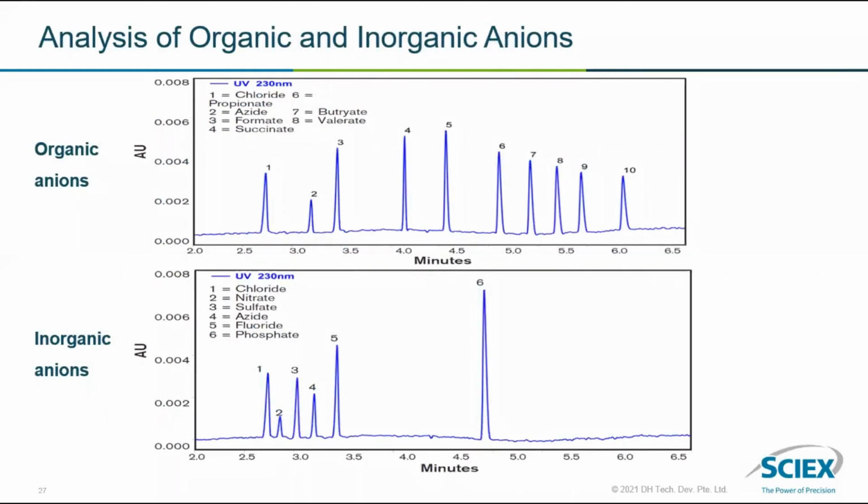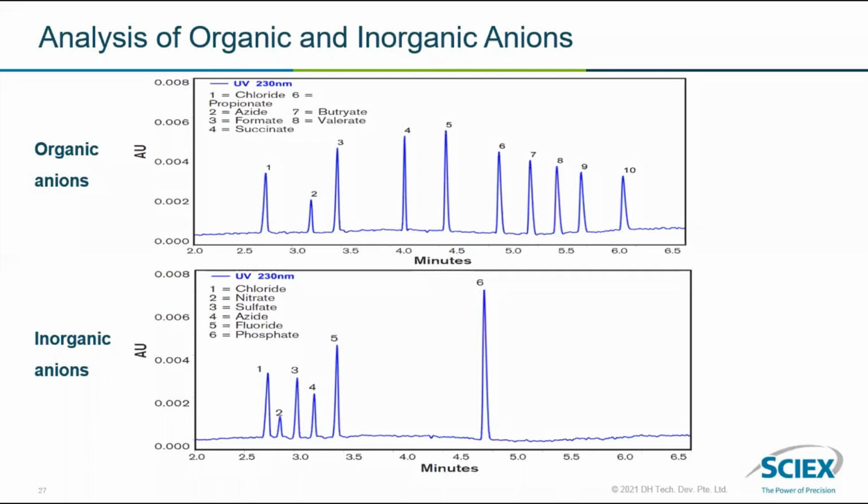This is an example of analysis of organic and inorganic anions. In the first electrophoregram on the top, you can see the separation of organic anions: different anions like chloride, azide, formate, succinate, and valerate. This analysis was done at UV 230 nanometer. The best part of this method is you can go down to the ppm or ppb level, and the runtime is less than 8 minutes for this ion analysis.